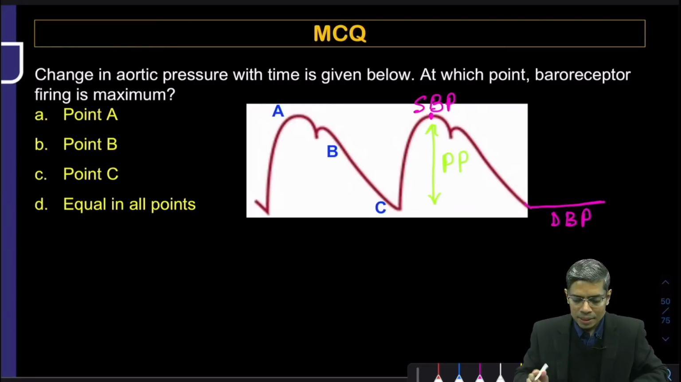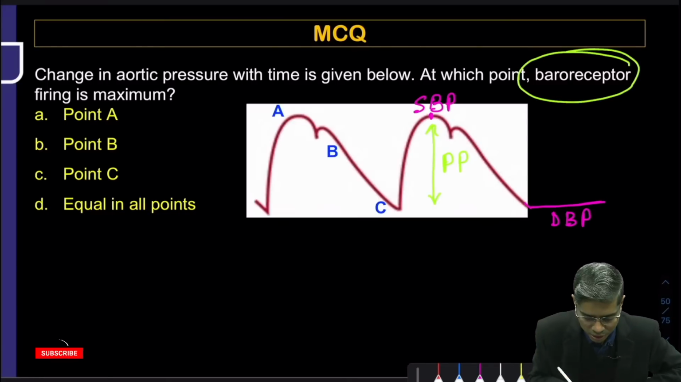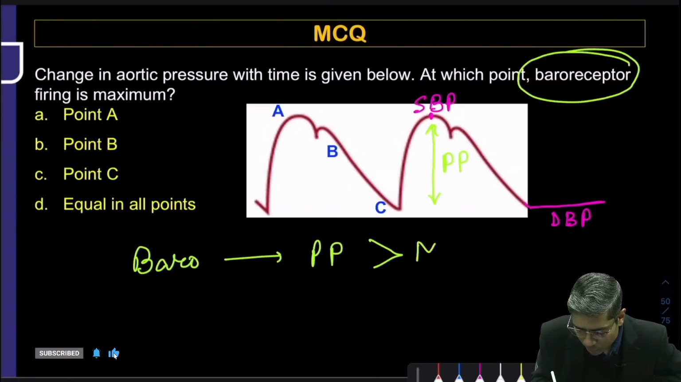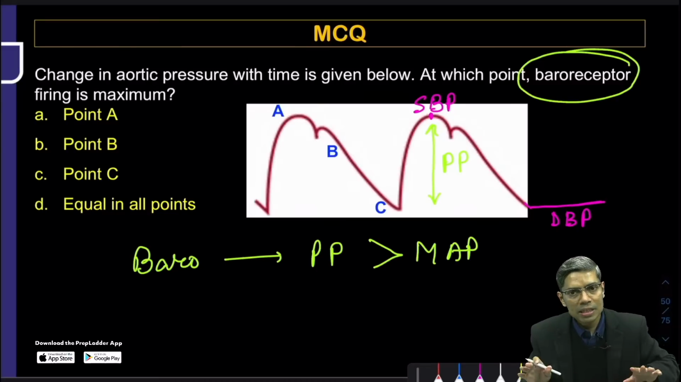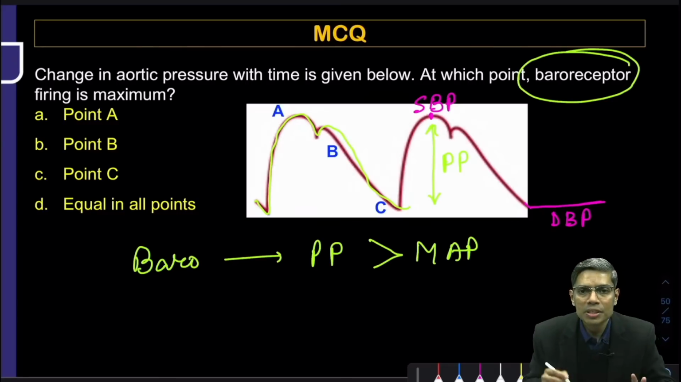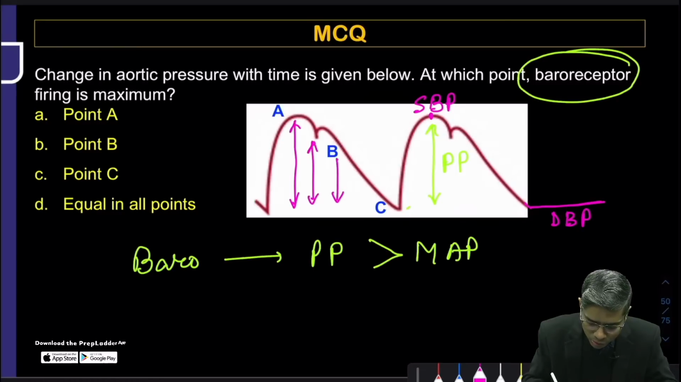Now you tell me, baroreceptor is most sensitive to which pressure? Note down, baroreceptor is most sensitive to pulse pressure followed by mean arterial pressure. This is written completely in Ganong. So in this diagram, at which point is pulse pressure maximum? If I measure pulse pressure continuously, I can easily understand that pulse pressure is the difference between systolic and diastolic blood pressure. So this is maximum here. After that, pulse pressure is gradually reducing.